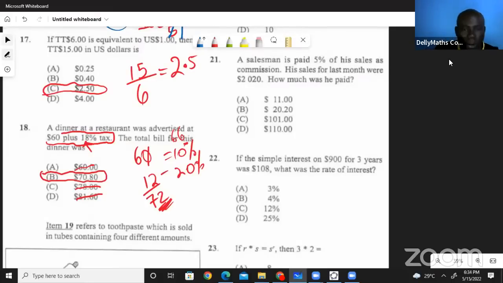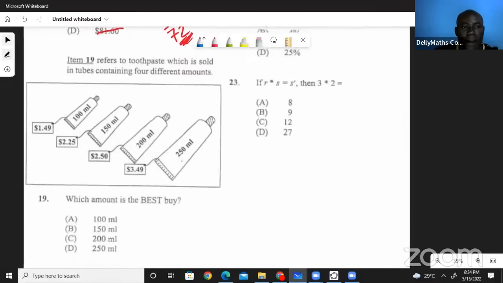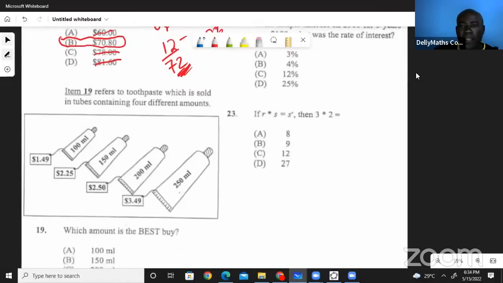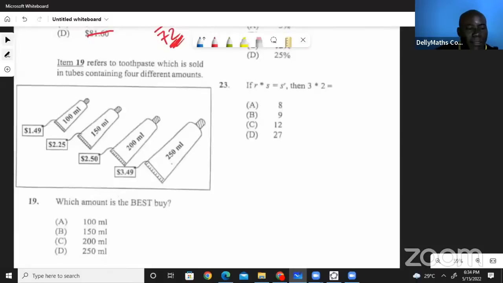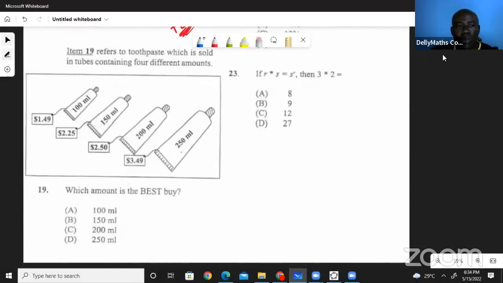All right, so now let's look at number 19. Let me see if 19 is on this page or up top. All right, here it is. In order to do number 19, we need to look at these little tubes up top.